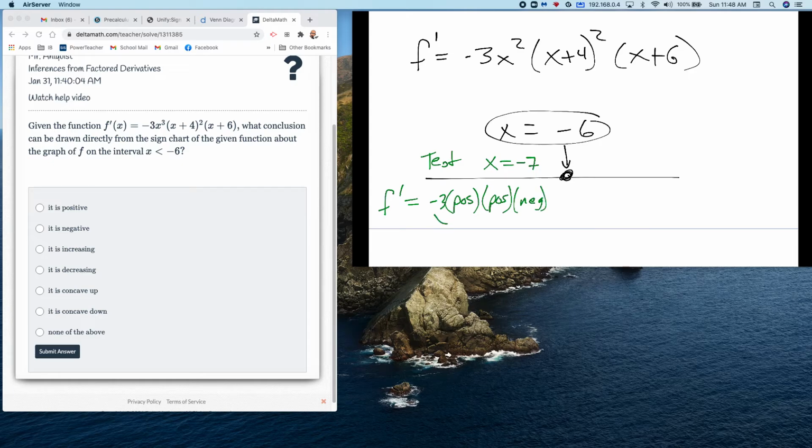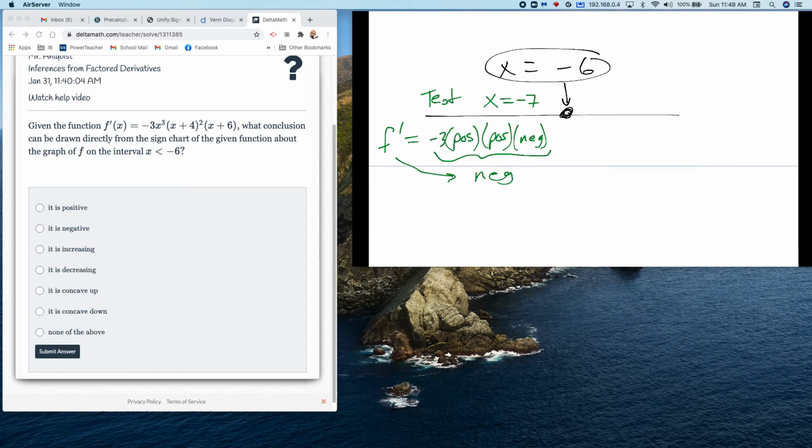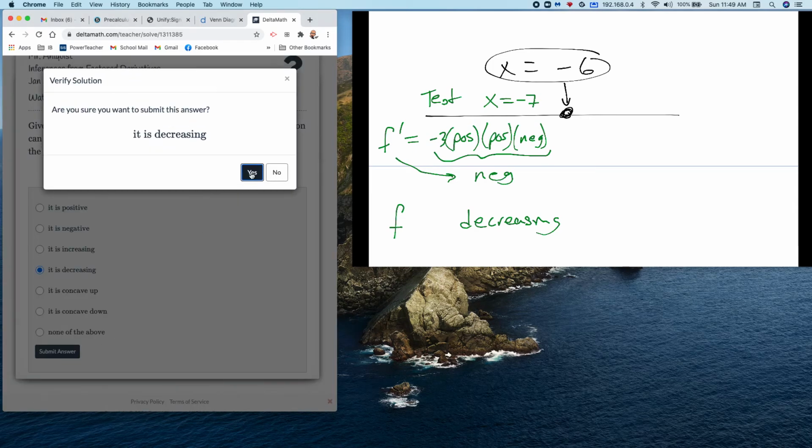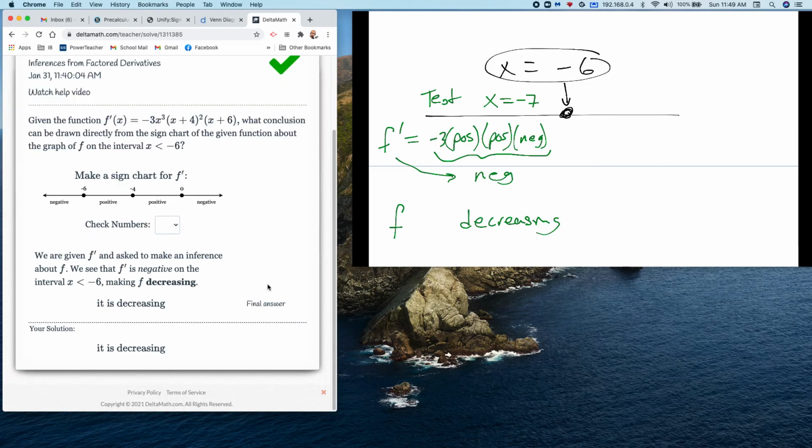Notice that this whole conclusion is negative. So if f prime is negative, what we know is f must be decreasing. So if we're trying to draw a conclusion about f over here, we know f is decreasing on that interval, and we get that value.